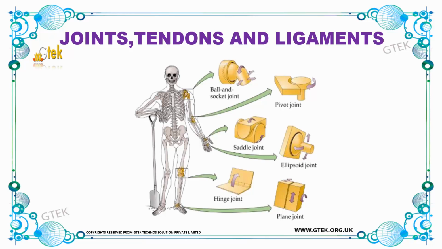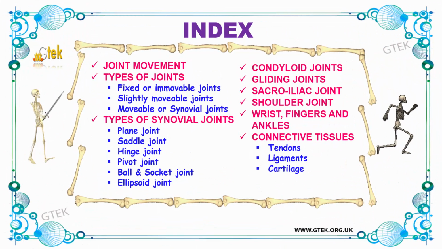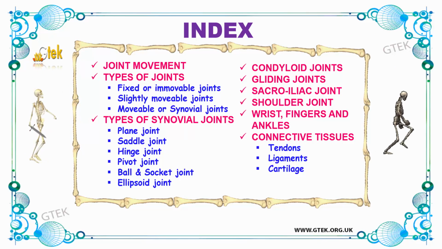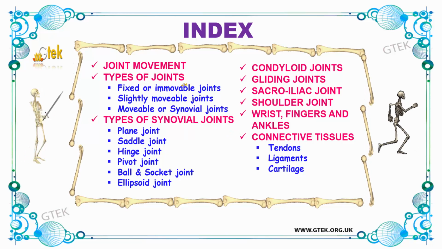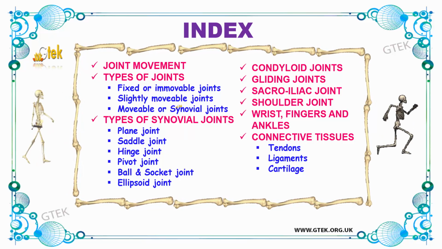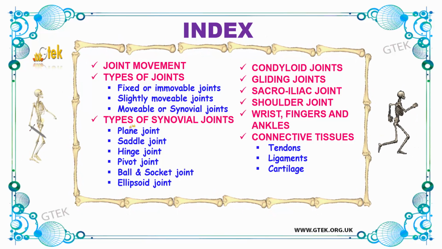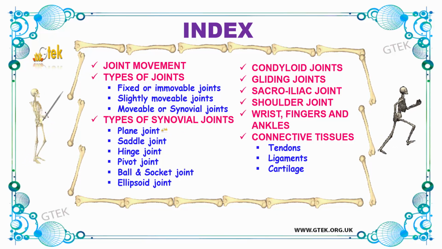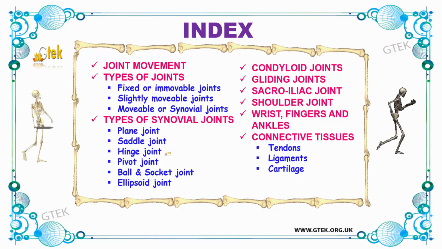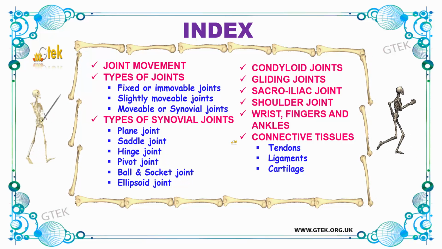Now we are going to discuss joints, tendons and ligaments. So these are the topics that we are going to cover. Joint movement, types of joints, and in types of joints we have fixed or immovable joints, slightly movable joints, movable or synovial joints. And our next topic is types of synovial joints, which has plain joint, saddle joint, hinge joint, pivot joint, ball and socket joint, ellipsoid joint.